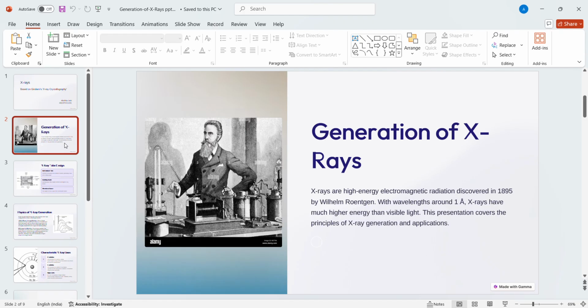First is the generation of X-rays. X-rays are high energy electromagnetic radiation discovered in 1895 by William Röntgen. With wavelengths around 1 Angstrom, X-rays have much higher energy than visible light. This presentation covers the principle of X-ray generation and application. There are vast applications of X-rays nowadays. X-rays are used in medicine, in X-ray crystallography, and many others.